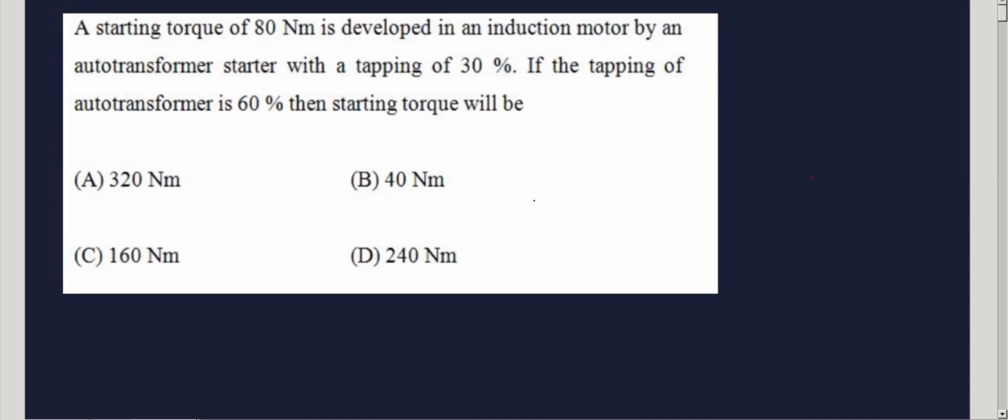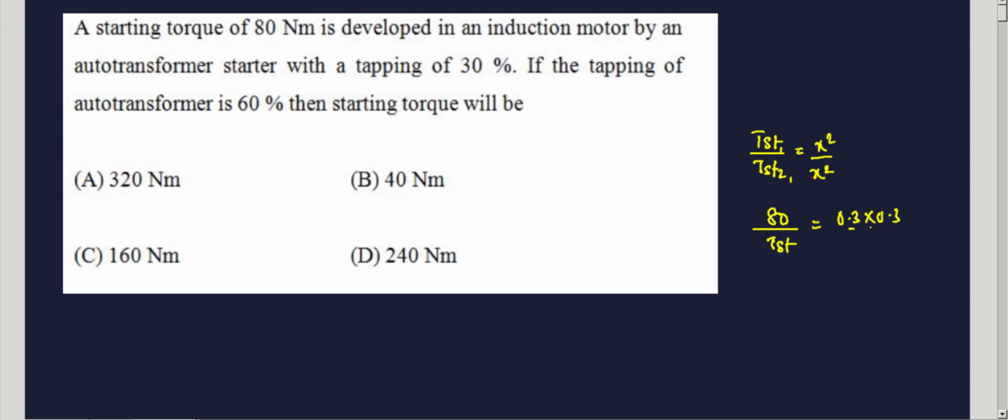Next question. A starting torque of 18 Newton meter is developed in an induction motor by an auto transformer starter with a tapping of 30%. The tapping of the auto transformer at 60% gives how much? We know very well about that: the starting torque of an auto transformer with tappings is proportional to x square. So x square by x square. So 1 by 1. Starting torque is how much? 18 Newton meter. I want to find the starting torque. X square is how much?